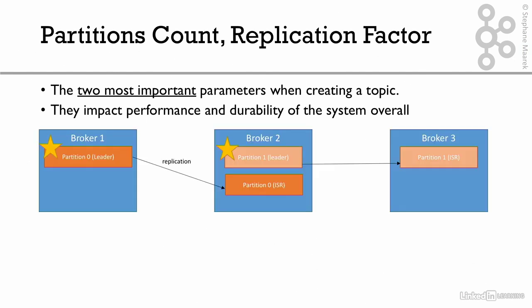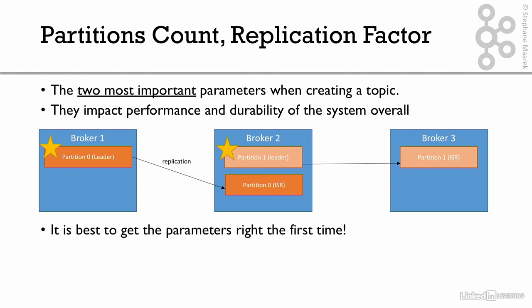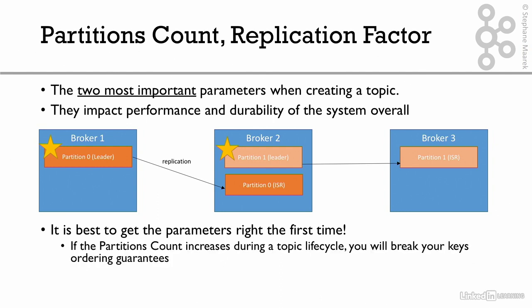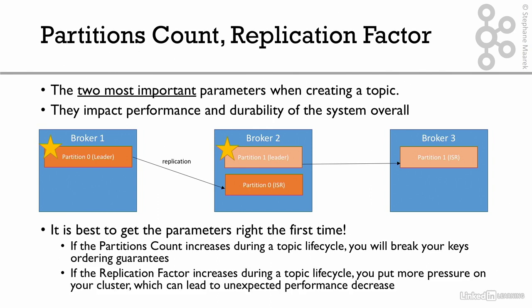So here is our topic. It has two partitions and a replication factor of 2. We recognize this because there's a replication and we can see that each partition has a leader. Now it is best to get the parameters right the first time. Maybe we actually needed to have 3 partitions. Well, if the partition count increases after we set it to 2 and the topic has undergone its life cycle, then we will break our key ordering guarantee. So this is something you have to be really careful about the first time.